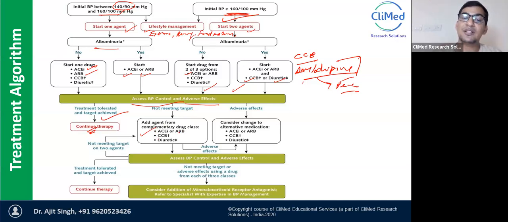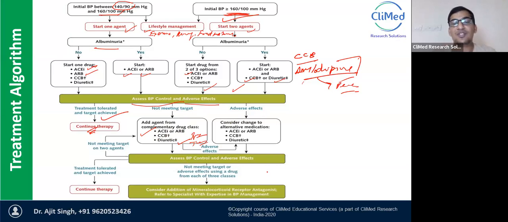That agent could be, along with ACE inhibitors and ARB, we can add CCB. If it is monotherapy, we can add CCB or diuretics. If it is dual therapy already, like ACE inhibitors or ARB and CCB, then we can add diuretics. In diuretics we usually go for spironolactone, otherwise we go for thiazide diuretics as well. There are multiple other diuretics that I'll tell you, so we can add the triple therapy.